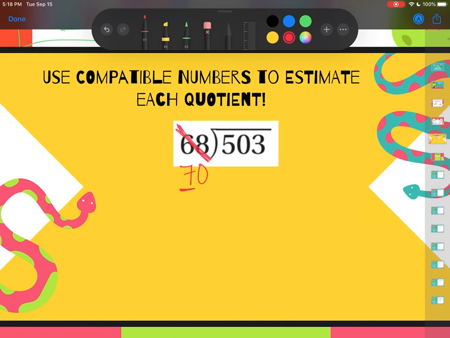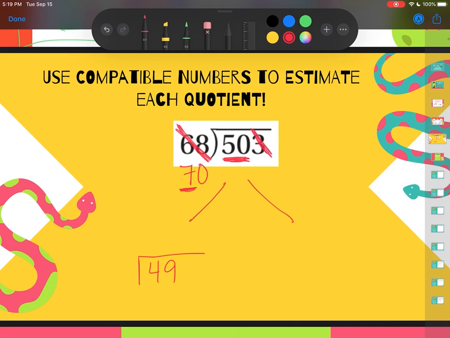So that means that I'm going to be thinking about my multiples of 7 for my compatible numbers. So when I am going to think about my compatible numbers, 7 couldn't go into 5, but it can go into 50. So 50 is what I'm going to use for my compatible numbers. I'm going to pick my multiples of 7 that are just below 50 and right above 50. Well, just below 50 would be 49. Right? 7 times 7 is 49.